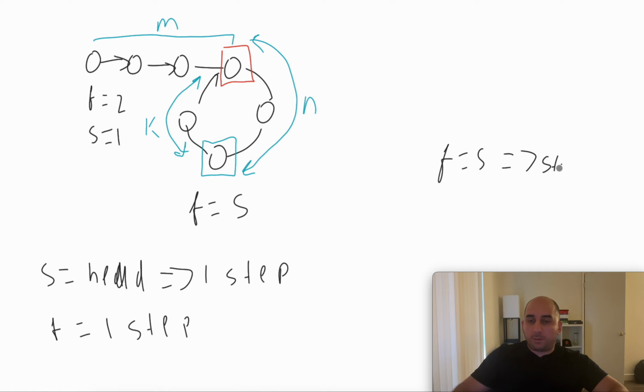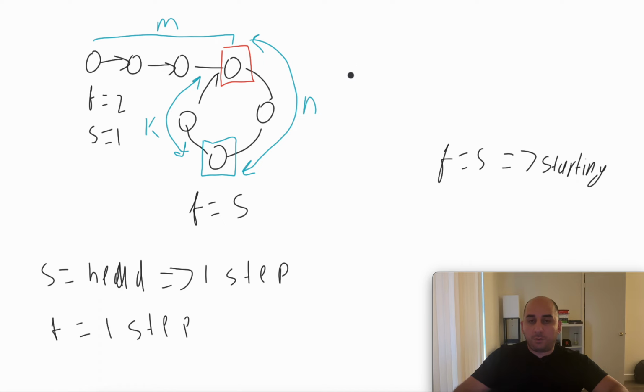Starting point, let's say starting. But the question arises, how can we be sure that they are going to meet? The distance from their meeting point to the beginning of the circle, and from the head to the beginning of the circle, is equal. There is actually a mathematical proof for that, so we can prove that they are equal.